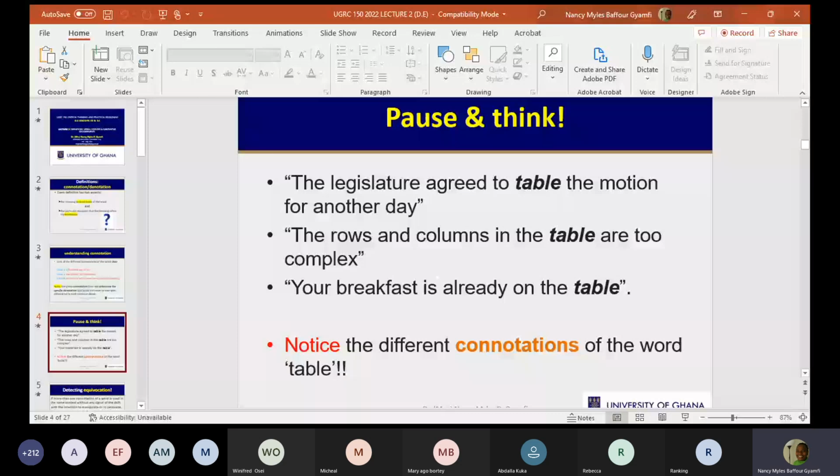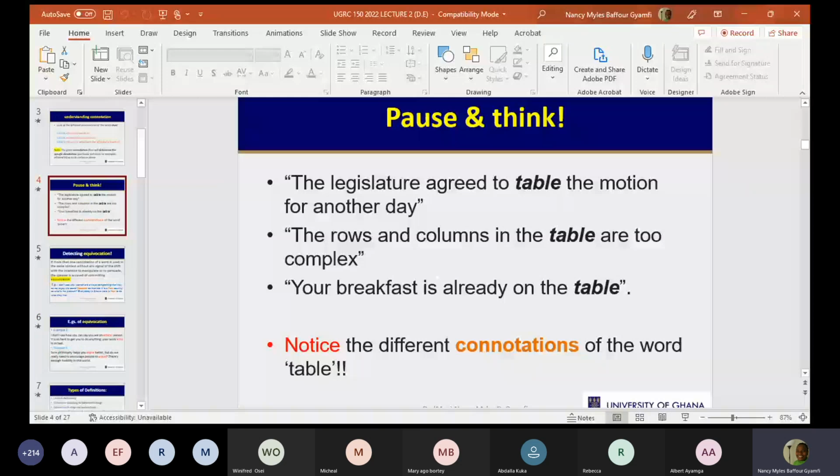And based on the connotation we are using, if we use table as in the first sense, it will have a specific denotation. It will refer to some specific particular example. If we use the second one, it will also refer to some particular examples, and the third one also. So depending on which meaning you are associating with the word table at that time, we are able to tell which denotation comes with it. That's the whole point I'm making. That's what is written there: notice the different connotations of the word table, and based on that, how its denotation will change.